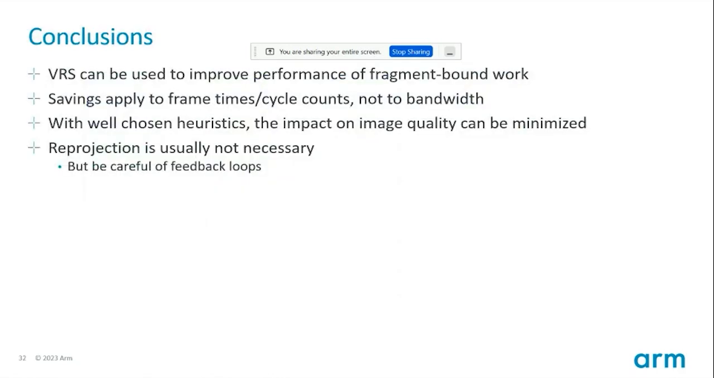So in conclusion, you can apply VRS to improve your performance of fragment-bound work. The savings apply to cycle counts, not so much to bandwidth. With well-chosen heuristics and well-chosen thresholds, you can minimize the impact to image quality, even to the point where it becomes unnoticeable. When using the results of the previous frame to generate your attachments, you don't usually need to do reprojection, but you do need to be very careful about introducing feedback loops.